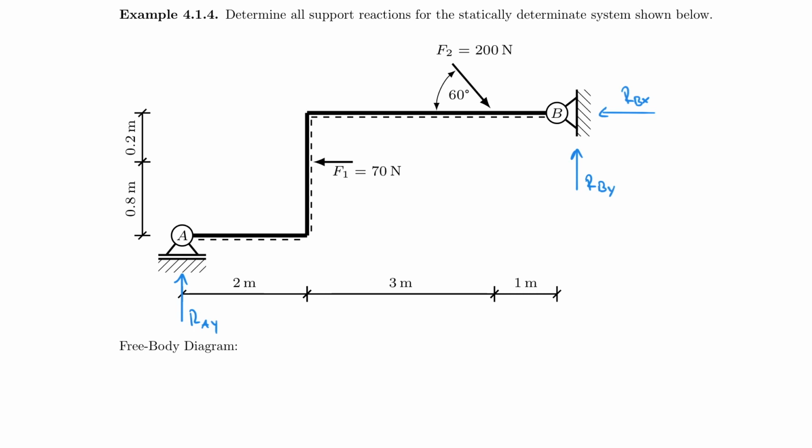I will now give you the answers to these problems. So for example, RBX comes out to be, and I do this in random order, by the way, this is not how you should solve them, 30 Newton would be the answer here. And then we have RAY, which comes out to be 26.54 Newton. And last but not least, we have RBY, which comes out to be 146.7 Newton.